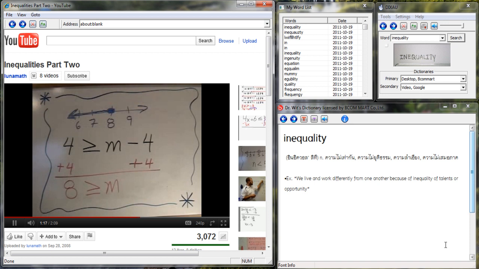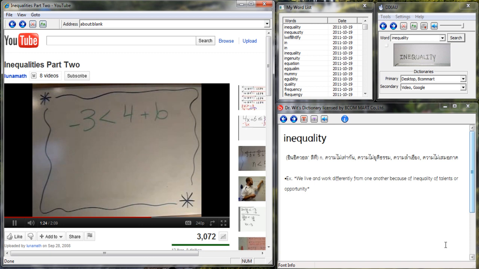Remember that we can add or subtract values on both sides of an inequality, just like we can with an equation. Let's try one more. Try solving and graphing -3 is less than 4 plus b. We would subtract 4 from both sides of the inequality, and we will see that -7 is less than b, and the graph of our solution would look just like this. Now it's your turn.